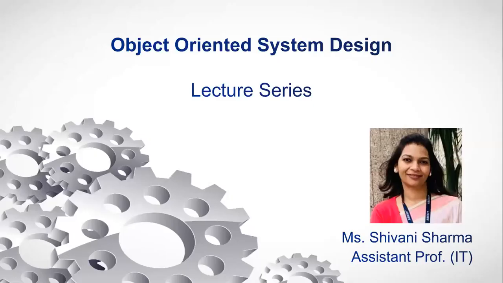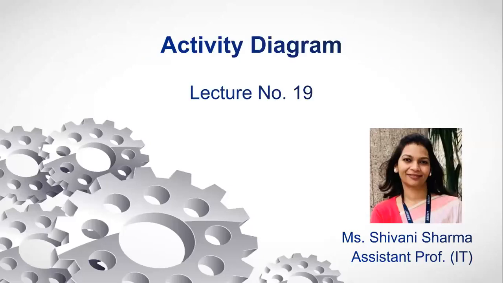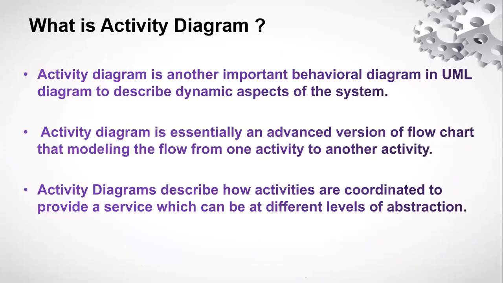All right, so in the lecture series of object-oriented system design, the next lecture we are going to do is the activity diagram. So basically we are doing all the diagrams within the UML, and this particular diagram is completely based on activities, as the name suggests. Here we need to understand first of all what is activity diagram all about, why do we need it, where we are going to use it, and how we are going to draw the activity diagram.